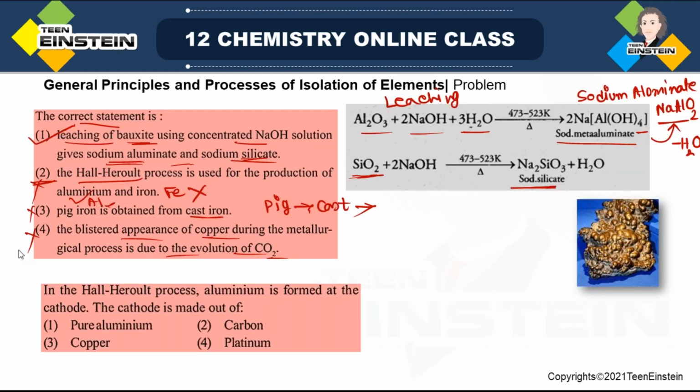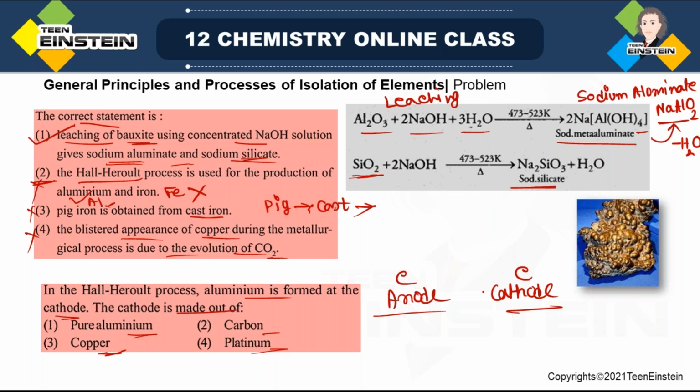Another question. In the Hall-Héroult process, aluminium is formed at the cathode. That is correct. The cathode is made out of which element? Pure aluminium, copper, carbon, platinum. It is actually carbon. Remember, both anode as well as cathode are actually carbon.